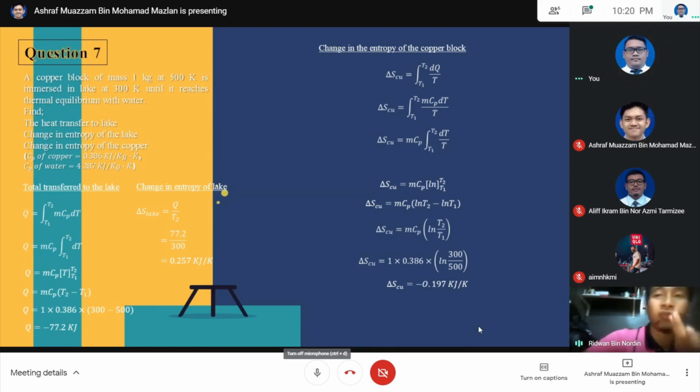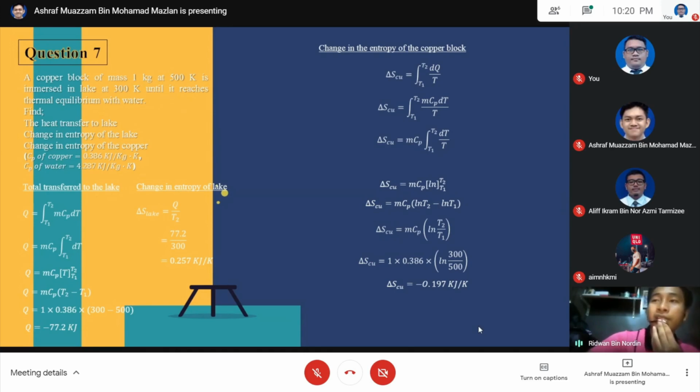And for the change in entropy of the lake, use the equation for the entropy, which is Q over T, temperature, and just put in the Q, which we already got from the first part, 77.2 over 300, which is the lake temperature, and we get 0.257 kilojoule per Kelvin.